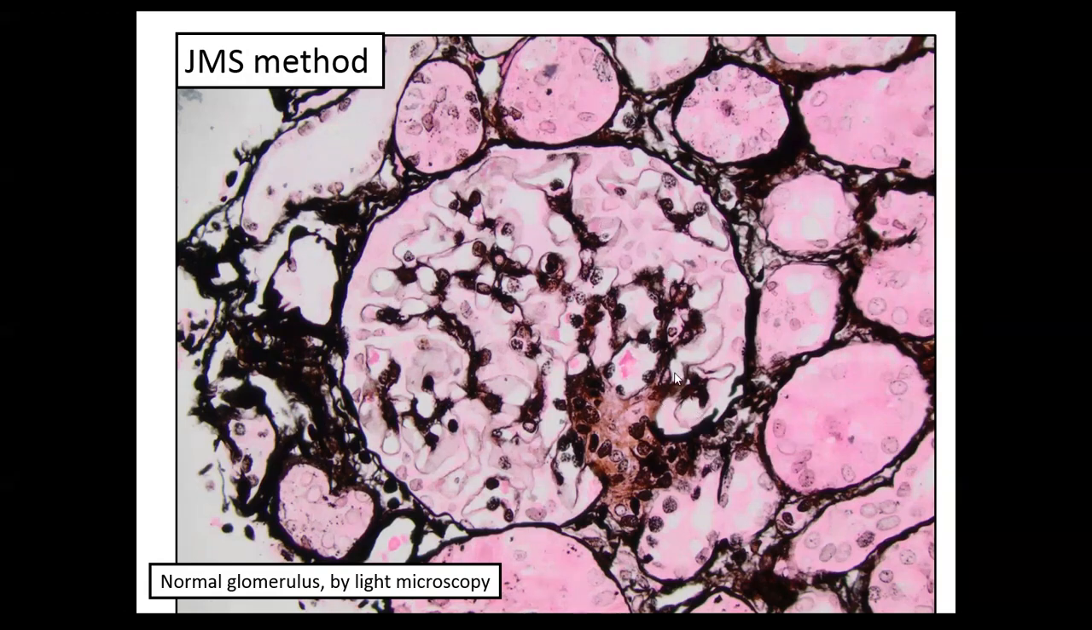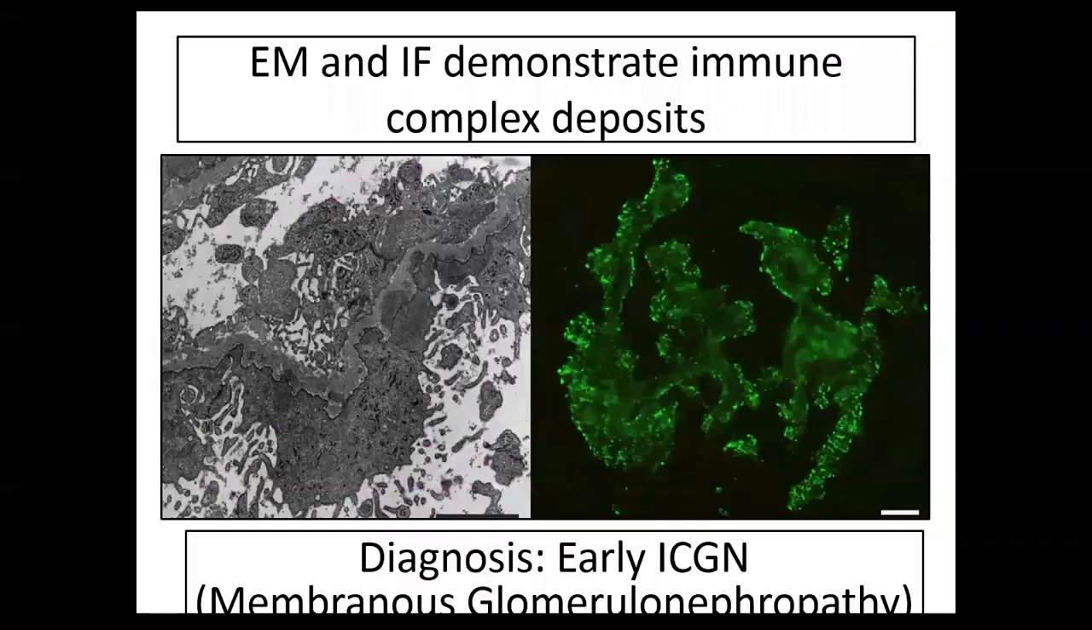This is a gorgeous glomerulus, and I can verify that we had 20 glomeruli and they all looked like this. And then we did immunofluorescence and EM. So immunofluorescence, all of these dots are IgG, it's an antibody against IgG, and so all of those are indicative of early immune complex deposition along capillary walls.